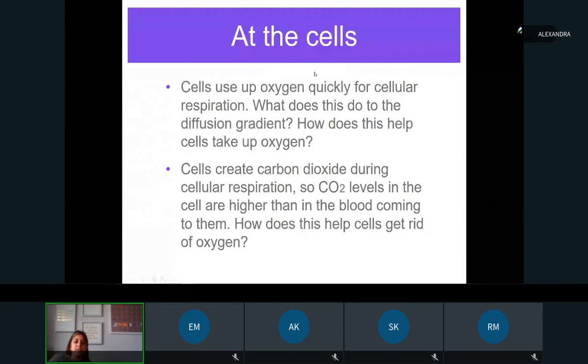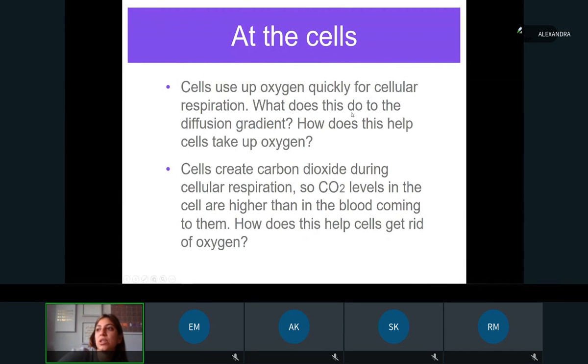By the time we get to the cells, they use up the oxygen quickly for cellular respiration, right, to make that ATP. So what does this do to the diffusion gradient? How does this help cells take up oxygen? If we use oxygen quickly, what does that do for the concentration gradient? Thinking about how that level of concentration is really what drives diffusion. If we're depleting oxygen quickly, that means we need to be taking in oxygen. So we continuously have this high concentration in the lungs and this low concentration out in the body.